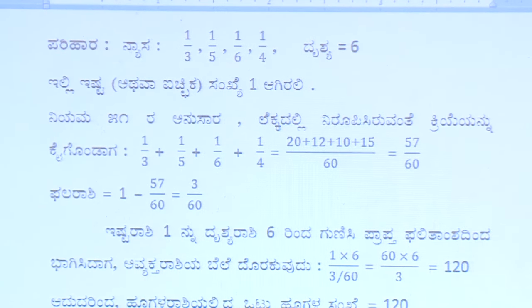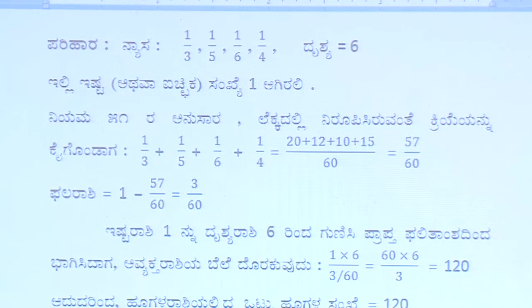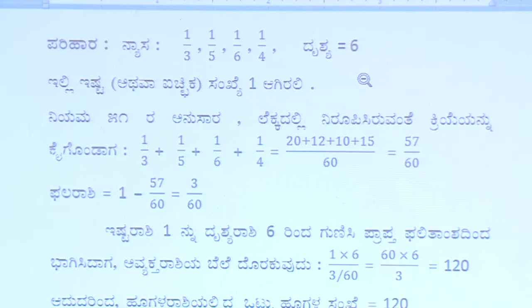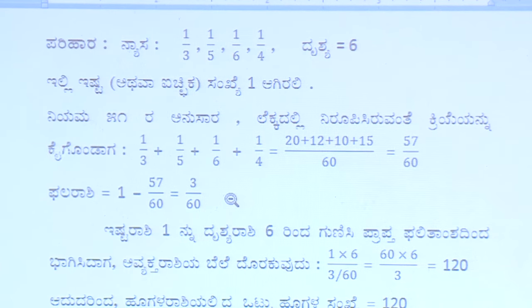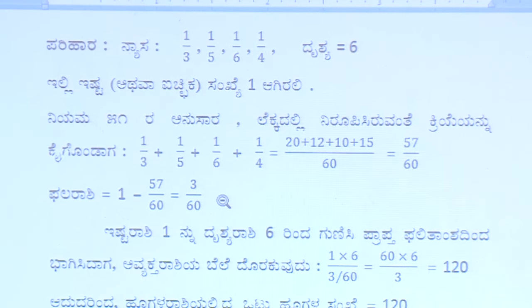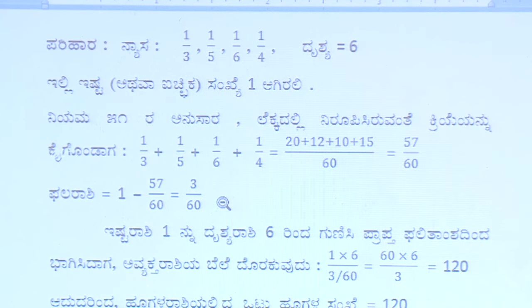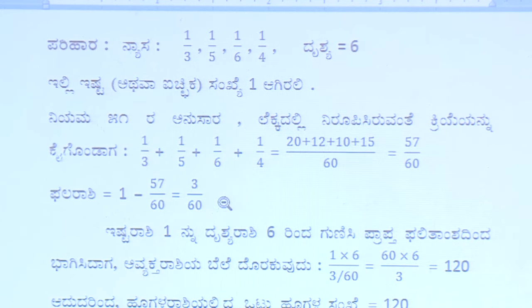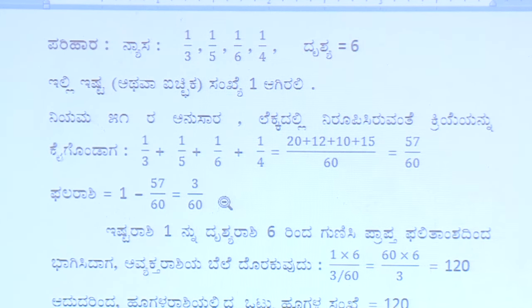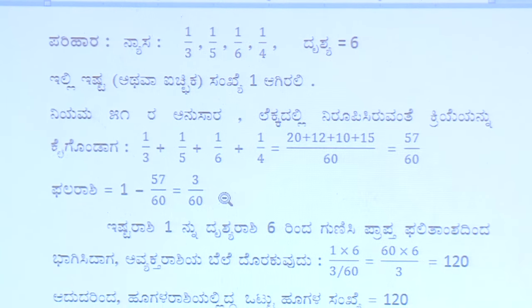Next, what we have to do? We have found 6 flowers. So, Drishya Rashi is 6. Adrishya Rashi is 57/60. So, if you want to find out the Drishya Rashi, we have to subtract this part from the whole. Whole is 1. When we subtract this part from the whole, the Drishya Rashi is 3 by 60. 3 by 60th part is equal to 6. So how much is the whole part? Then 1 into 6 by 3 by 60 comes up.